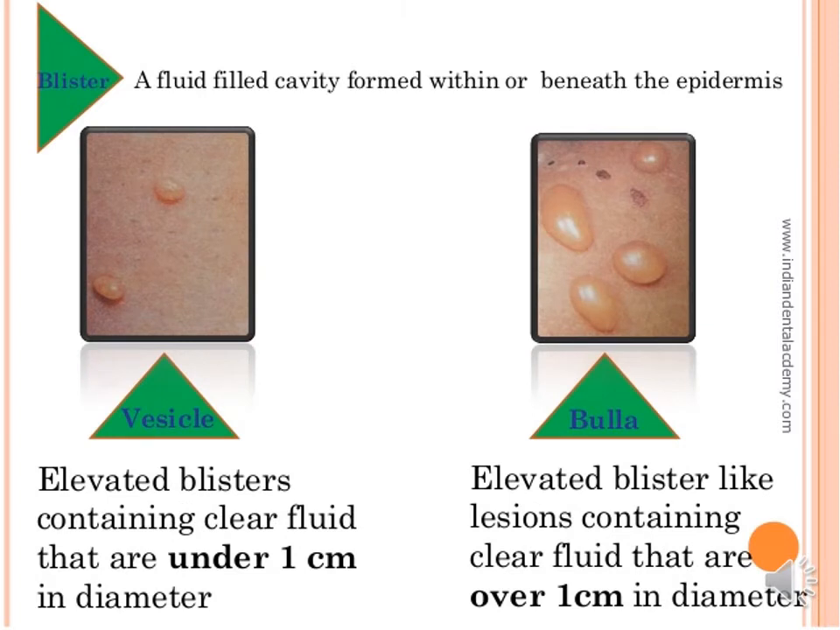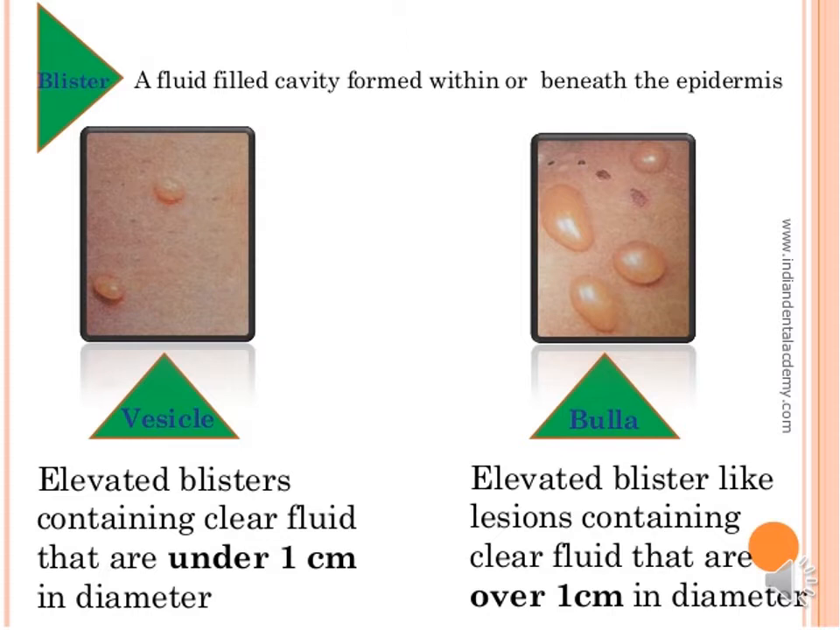Some terms we benefit from in skin lesions: first, blister. What does blister mean? I will define the blister. A fluid-filled cavity formed within or beneath the epithelium, epidermis. That means the first layer of the skin is the epidermis. If any collection of fluid is under this layer, we call it a blister.